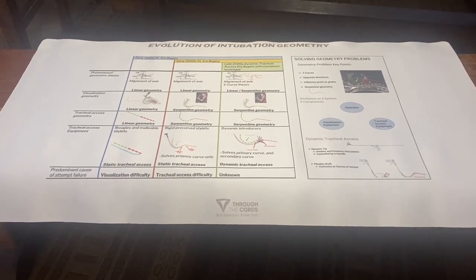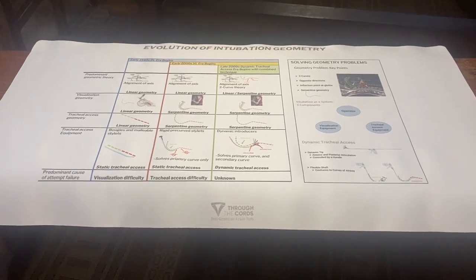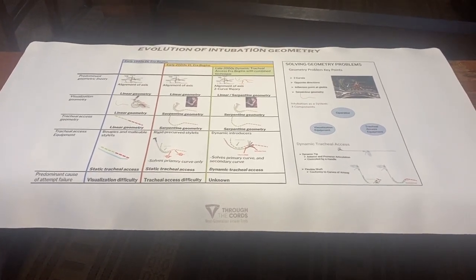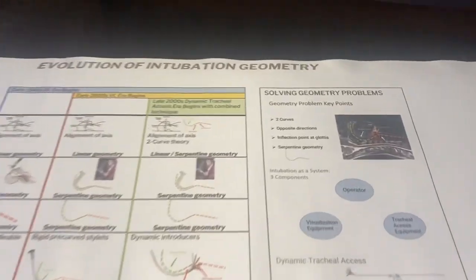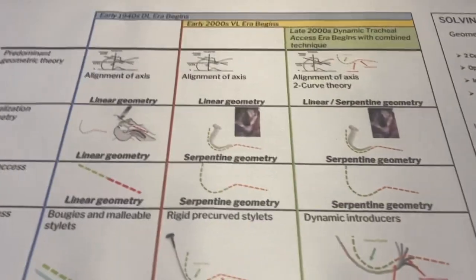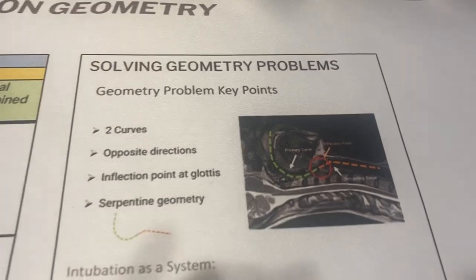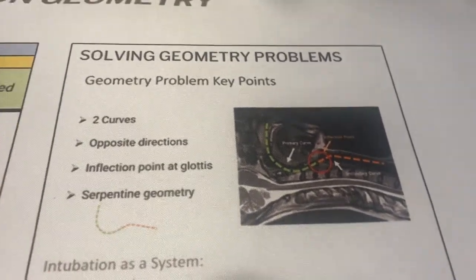tracheal access problem we have with a video laryngoscope, and how the current tools don't quite solve the problem and our tool fully solves the problem. So the story is on the mat here, and I'll go through each piece of the story real quick here. Intubation is essentially solving a geometry problem.